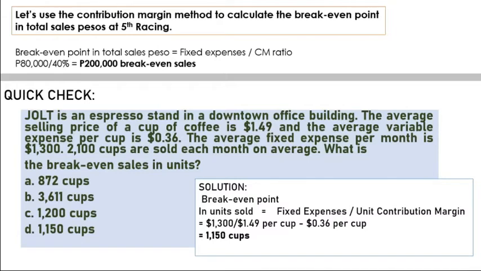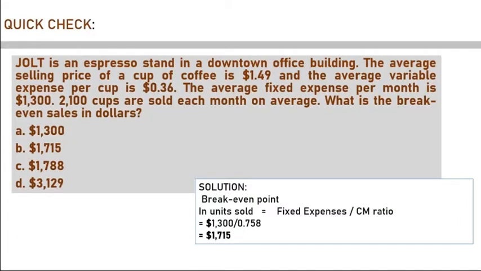The solution is break-even point in units sold equals fixed expenses divided by unit contribution margin, equals $1,300 divided by $1.49 per cup minus $0.36 per cup, and the answer is 1,150 cups. The break-even sales in dollars.